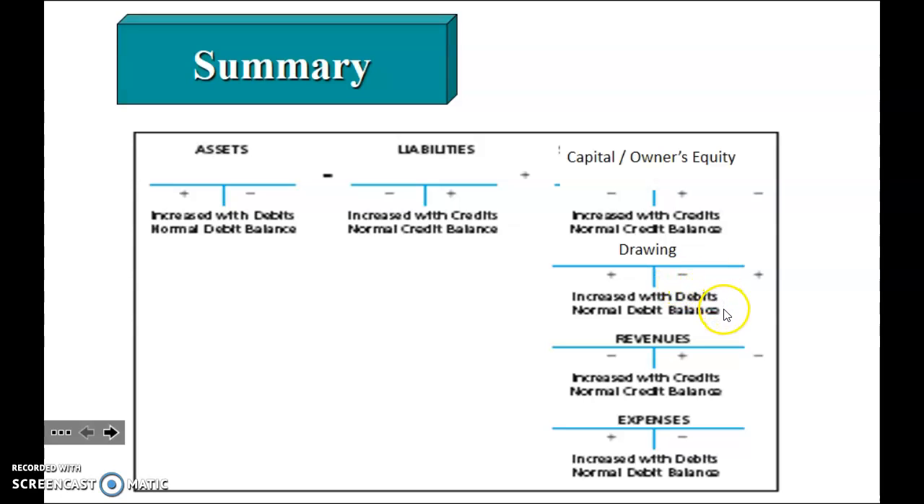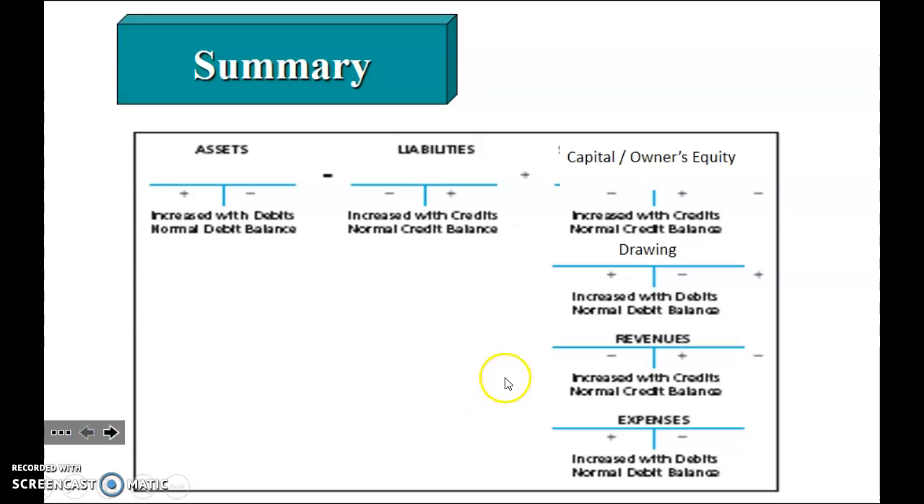Now the next set of accounts that you have are revenue accounts. Remember, revenue is any kind of income for the business: a sale, a fee income, a commission, anything like that. It's going to have a normal credit balance, so it increases on the credit side.